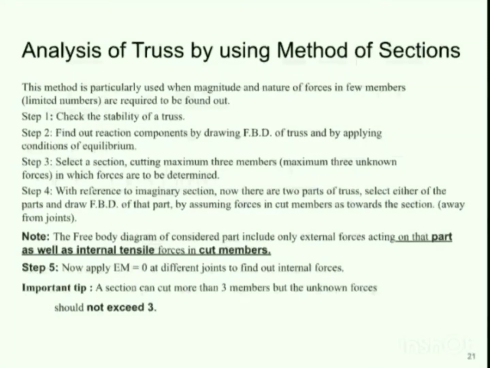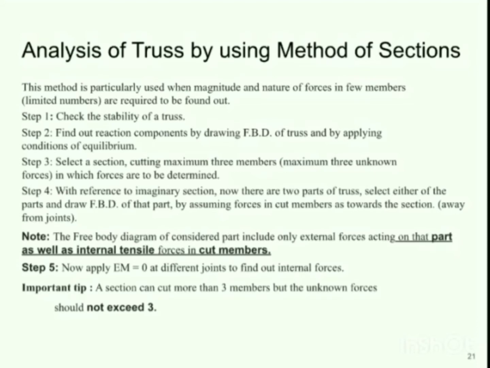So see to it that the free body diagram that we have drawn of any part of the section of the cut truss, it should represent the support reactions, the external loads which are acting only on that part, and the unknown member forces. Then lastly we need to apply all the three conditions of equilibrium to find out the member forces. Now apply summation of moment equal to 0 at different joints to find out the internal forces. Okay, and there is an important tip. A section can be cut more than 3 members, but the unknown forces should not exceed 3.